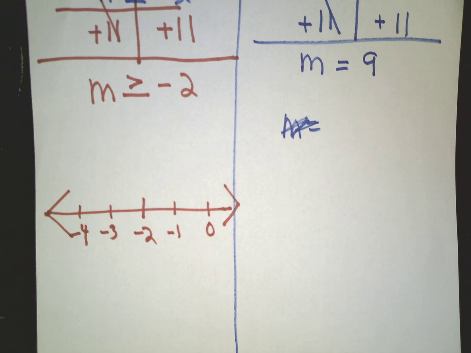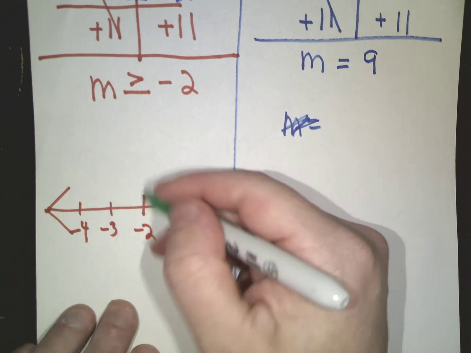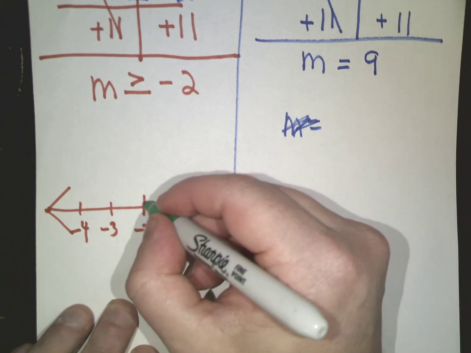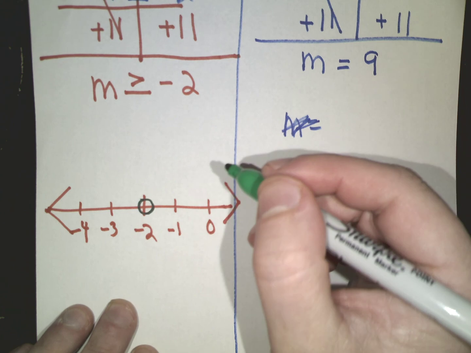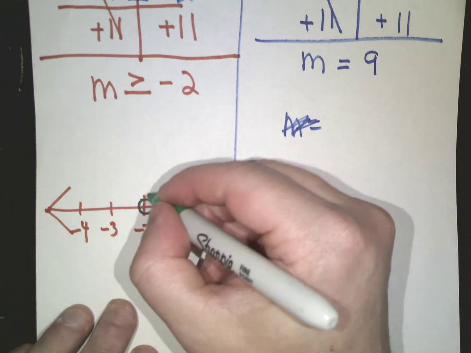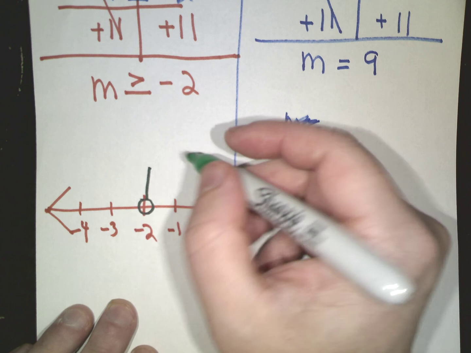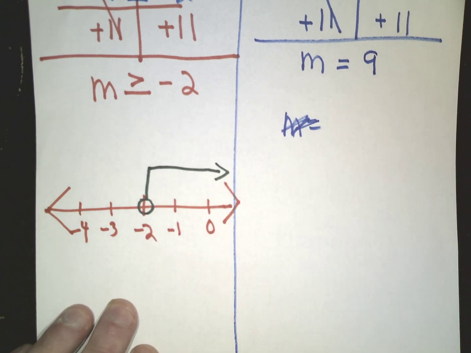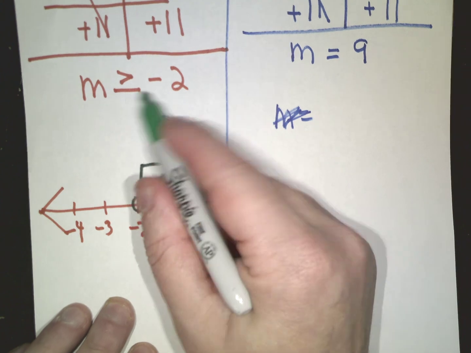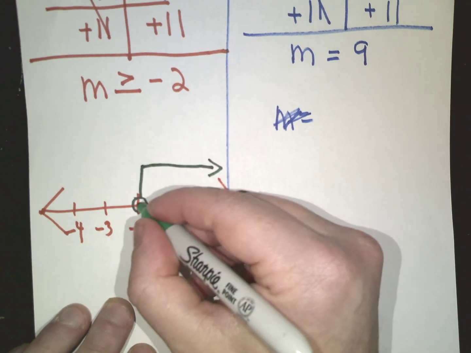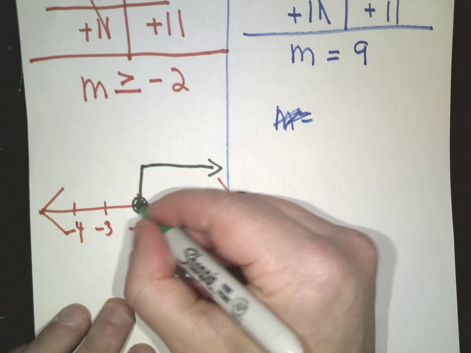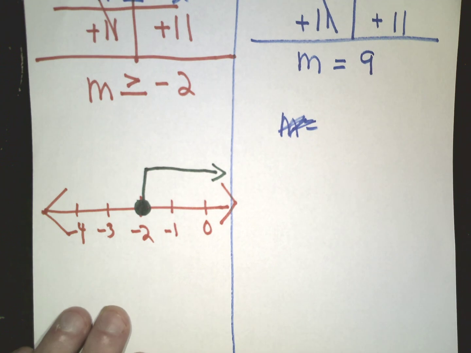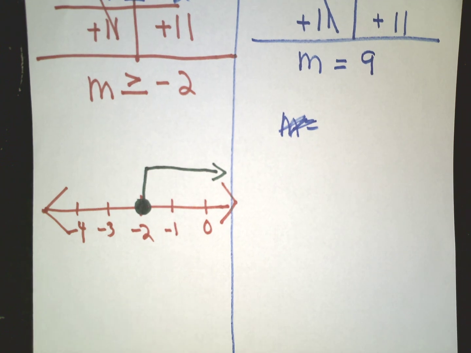So m is greater than, and greater than is to the right. I'm going to circle the number negative 2 and go this way. Okay, so it's greater than, but it's also equal to, which means I can't leave this open, I have to fill this in. And that is all there is.